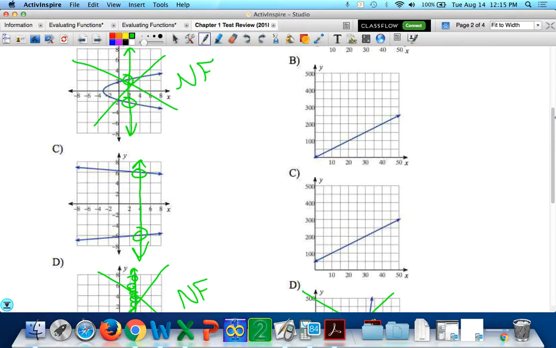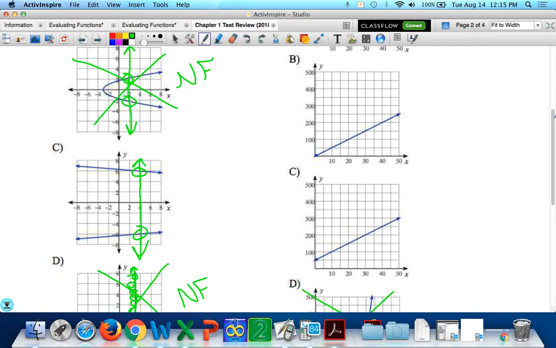So we're looking for a linear function, and we have those in B and C. And then you look and go, oh gosh, they're the same thing. Not quite. Notice the starting point. 0 and what looks like 50. How do we choose between them?